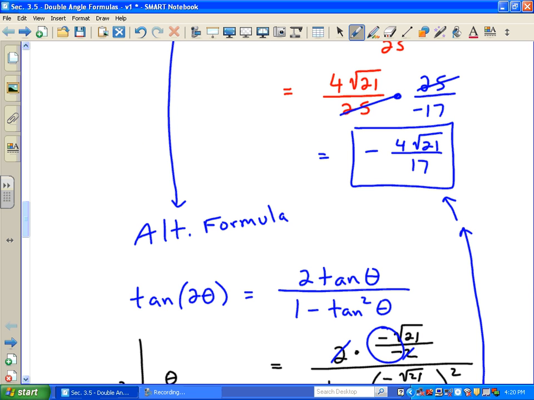This particular problem, the reason I show you the alternate formula is if the problem simply asks for tangent of 2 theta and you have not already found sine of 2 theta and cosine of 2 theta, you need to know how to do this alternate formula.